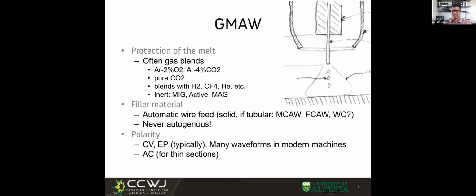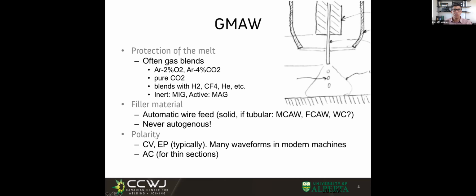Filler metals. The filler metal is automatically fed, or semi-automatically fed, typically solid wire, but it can be a tube of wire. And if it is a tube of wire, we can put inside whatever we want. So if we put metallic powders inside, it's what we call metal core arc welding. If we put fluxes inside, we call it flux core arc welding.